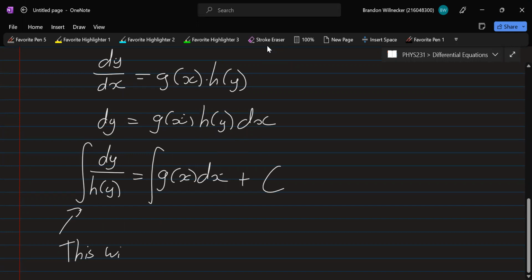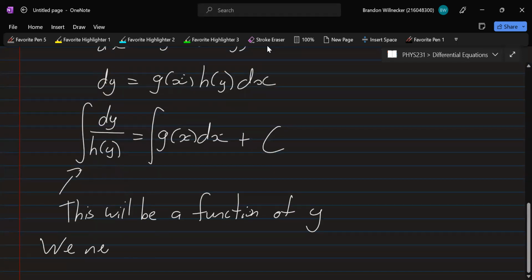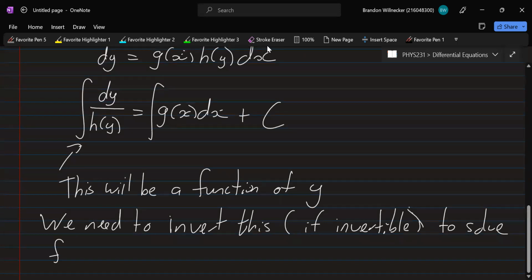So this side will be a function of y. We need to invert this if possible. Okay, so sometimes functions are not invertible, so we can't do that. So if it's invertible, to solve for y. Sometimes it's not invertible and we can't solve for y directly, but that's fine as well. We can still make use of the solution. And we will see that in the examples coming up.